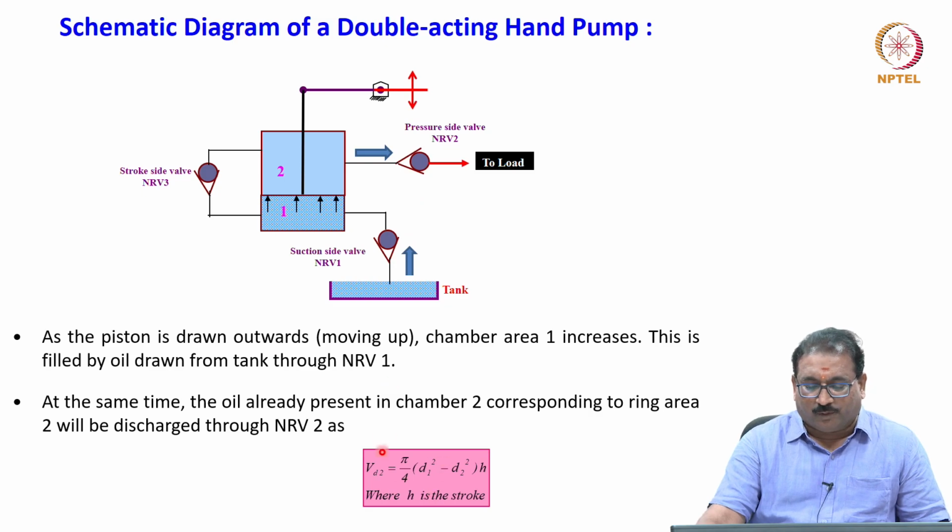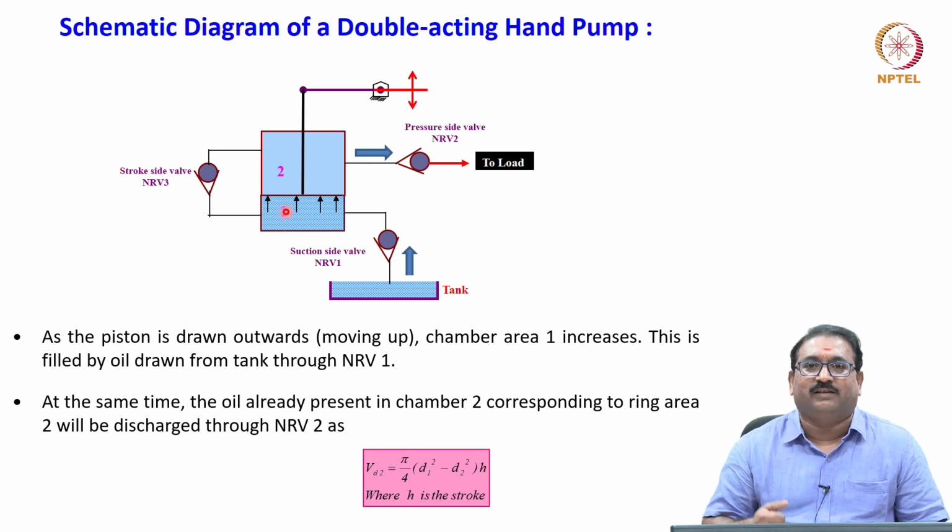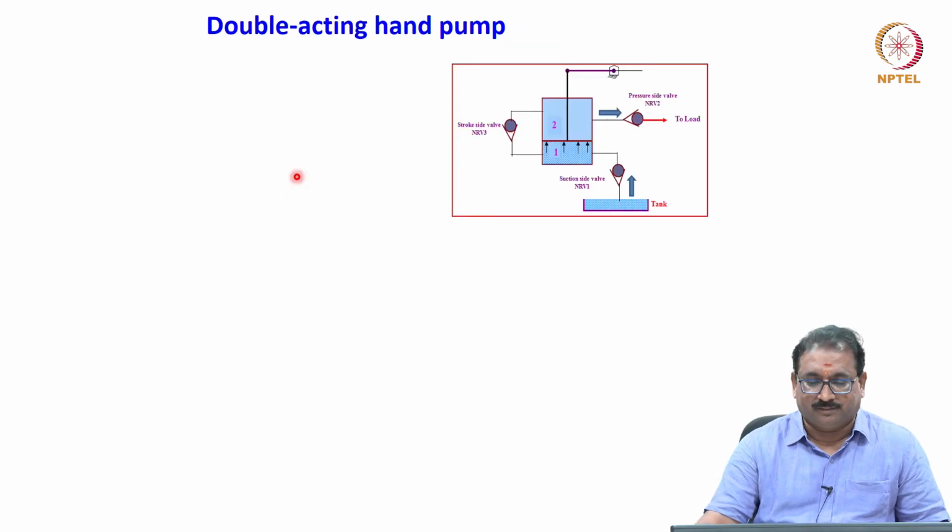Now, how to find out the geometrical displacement here? VD2, what is it? Pi by 4 d1 square minus d2 square into h, the stroke. This is the amount of oil that will be discharged, VD2, what I can call. This is a double acting hand pump. This area ratio 1:2, or based on the requirement of how much fluid has to be discharged, they will select a different area ratio of 1 and 2.